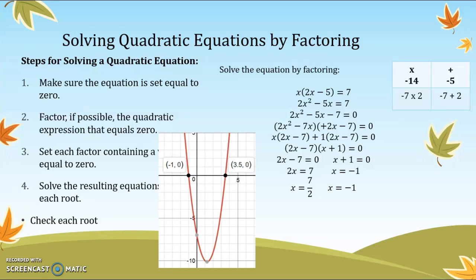Again, if I graph this, here I see -1, and if I were to take 7 divided by 2, we would get 3.5. So we see that's where they cross the x-axis.